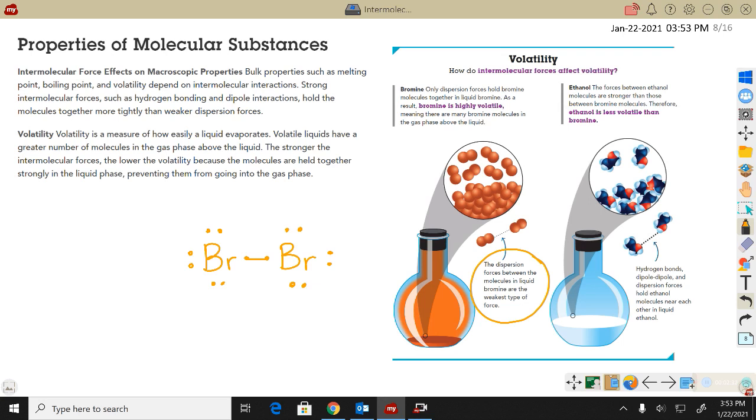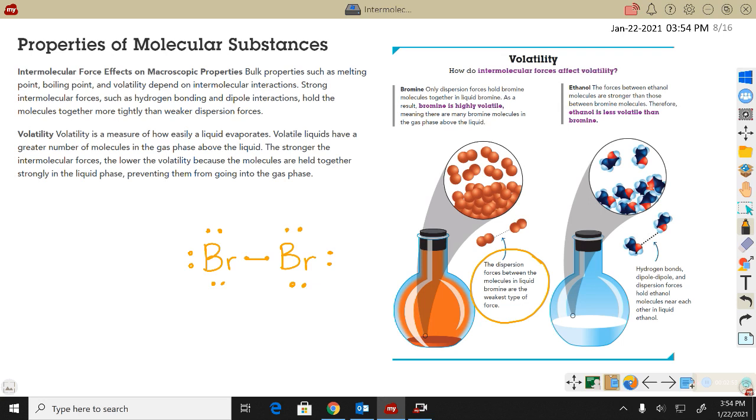Well, eventually if that happens to a couple molecules and the opposite charge is aligned, we can create those weak dispersion forces in between the molecules. But because those dispersion forces are weak, it doesn't take much energy to separate the molecules. It's like the molecular glue between the molecules is really weak. So it's easy to break them apart. We would say that it's a volatile liquid then.